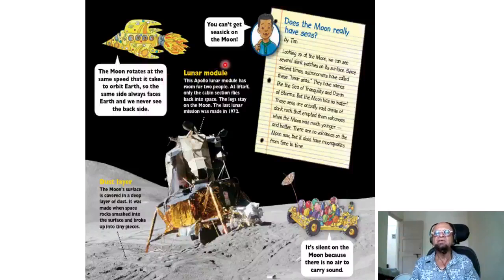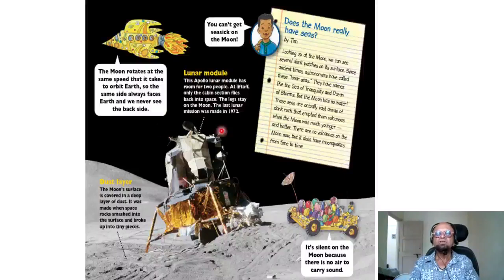You can't get seasick on the moon because it doesn't have the seas. The moon rotates at the same speed that it takes to orbit, so the same side is always facing the earth and we never see the back side, so it's called the dark side of the moon, the famous song, if you know what I'm saying.